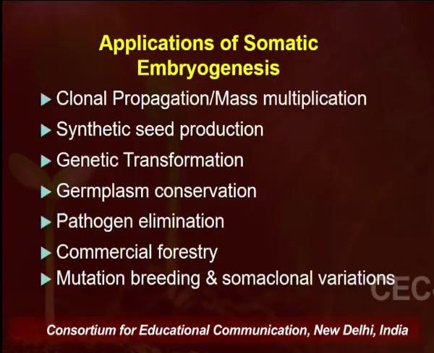And last but not least is mutation breeding and somaclonal variation. So, if you want to introduce any kind of change in the genetic makeup of a plant, we can introduce that variation in the somatic embryos. If you want to introduce a desirable variation in the genome, you can always go with that by using somatic embryos. So friends, these were the applications of somatic embryos or somatic embryogenesis.